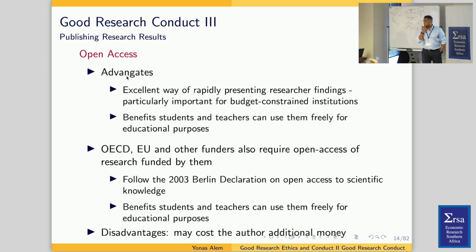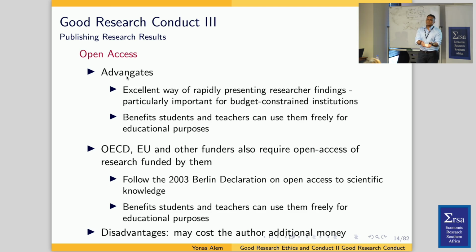OECD and EU and other funders require open access of research funded by them. My research, most of it was funded by the Swedish government, SIDA. So they need open access. So what is the best way to do open access? Just right before the paper is accepted in the journal, you also publish it in your working paper series.